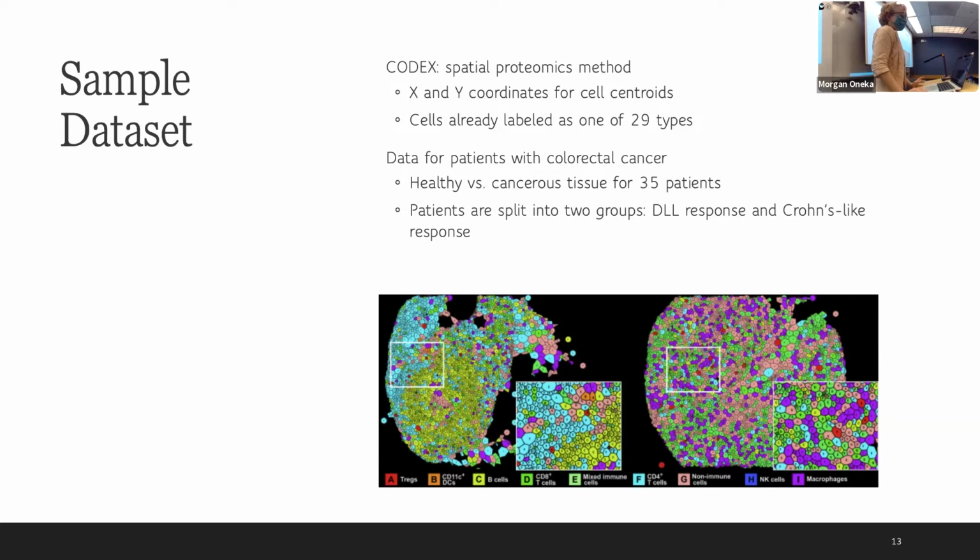For this specific data set, it's for patients with colorectal cancer. There's healthy and cancerous tissue for 35 patients. Not all patients have both types of tissue. But the key thing here is that the patients are split into two different groups based on how their cancer presents. There's a DII response and a Crohn's-like response. I'm not quite sure what that means in the context of colorectal cancer, but just know that there are two different groups experiencing different symptoms and reactions to their cancer.